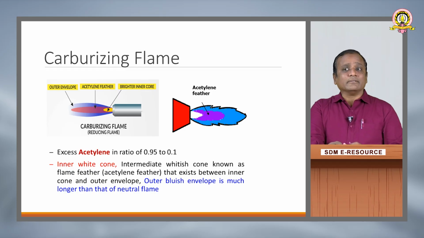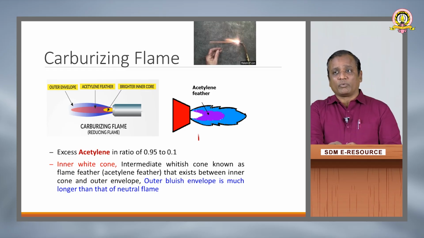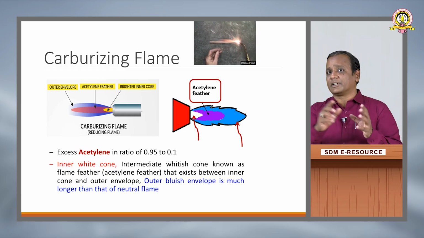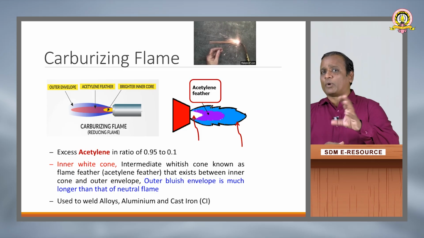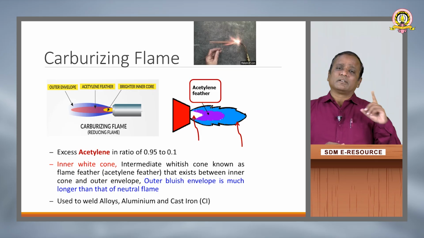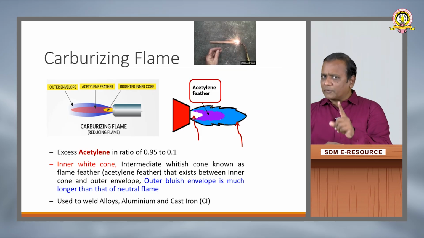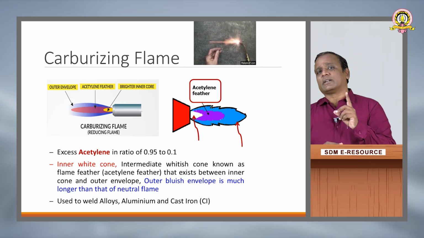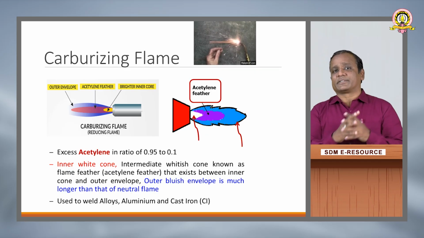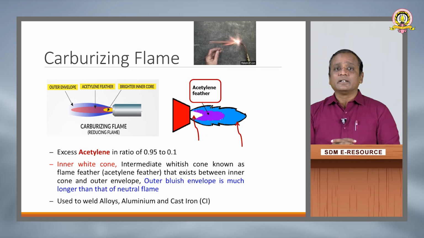Again, the application is very important. As I said, each and every flame has its own application. Earlier, neutral is for welding, and oxidizing is mainly for cutting, not welding. But here, yes, it's for welding, though not for plain metals but for alloys, such as aluminum and cast iron.